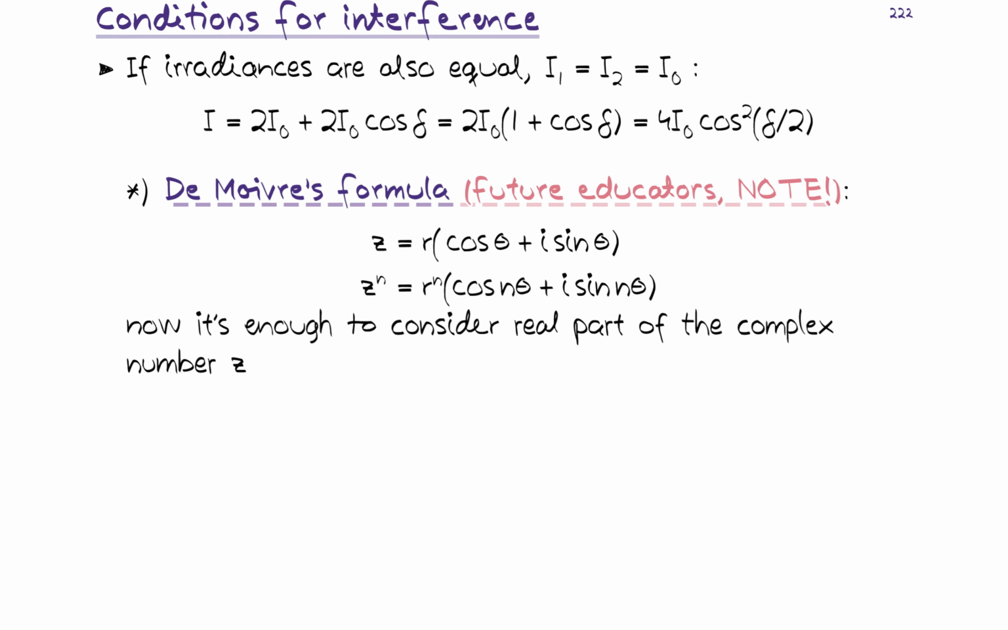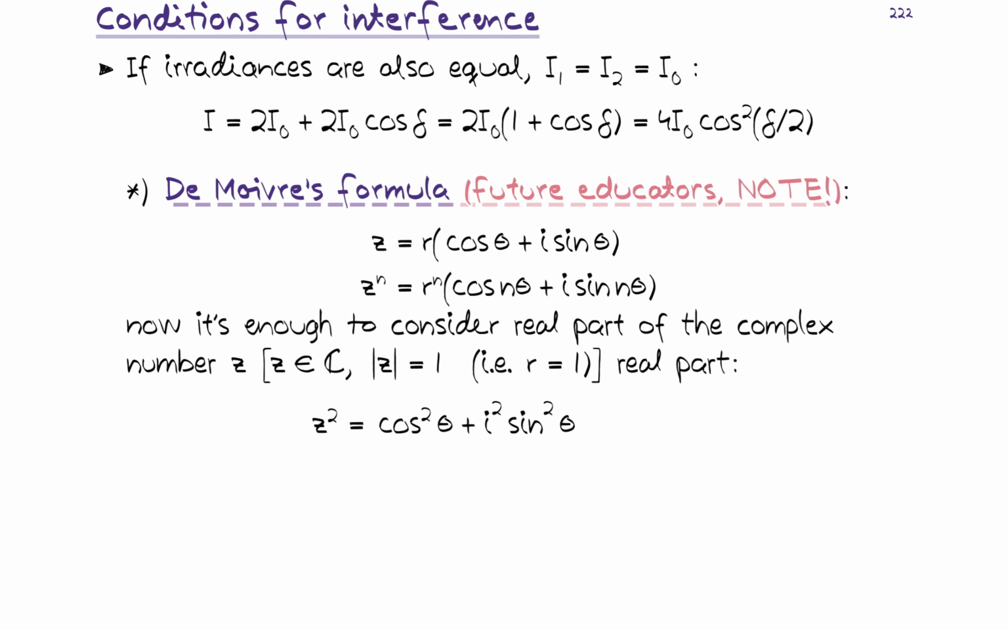So this is highly useful, and now we can really just consider only the real part of the complex number z in our derivation. So essentially z is the complex valued number, and if the length of the complex number is 1, essentially r equals 1, then we only need to look into the real part. So if you look into z squared, this is cosine squared of theta plus i squared times sine squared theta plus 2 times i times cosine theta sine theta. So essentially we can just mindlessly calculate the second power, and this is what we will get out. And this we can simplify.